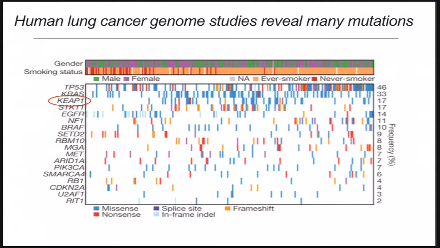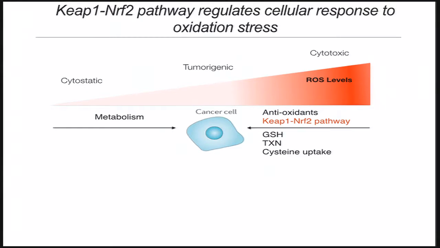And KEAP1 is a very interesting tumor suppressor gene. It's inactivated in human lung cancers and other cancer types. KEAP1 is a negative regulator of a transcription factor called NRF2. And NRF2 is important to allow the cells to deal with increased reactive oxygen species. So NRF2 drives the expression of detoxicants, that is, enzymes which can detoxify reactive oxygen species.